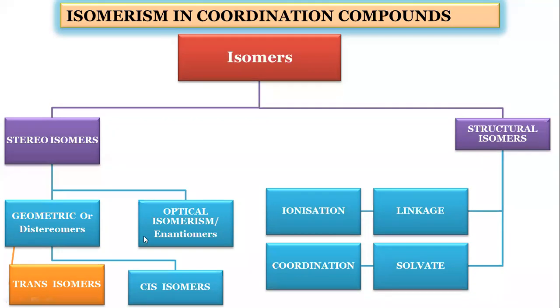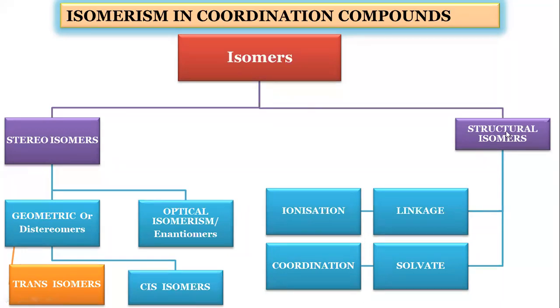Then the geometric isomers are again classified into trans isomers and cis isomers. What is meant by trans and what is meant by cis, in 11th standard also, in the chapter Alkenes, we learned the basic information about this. In detail, we will discuss in coordination compounds, isomers. So this is the classification of stereoisomers. Stereoisomers are classified into geometric and optical, and then again the geometric are classified into trans and cis.